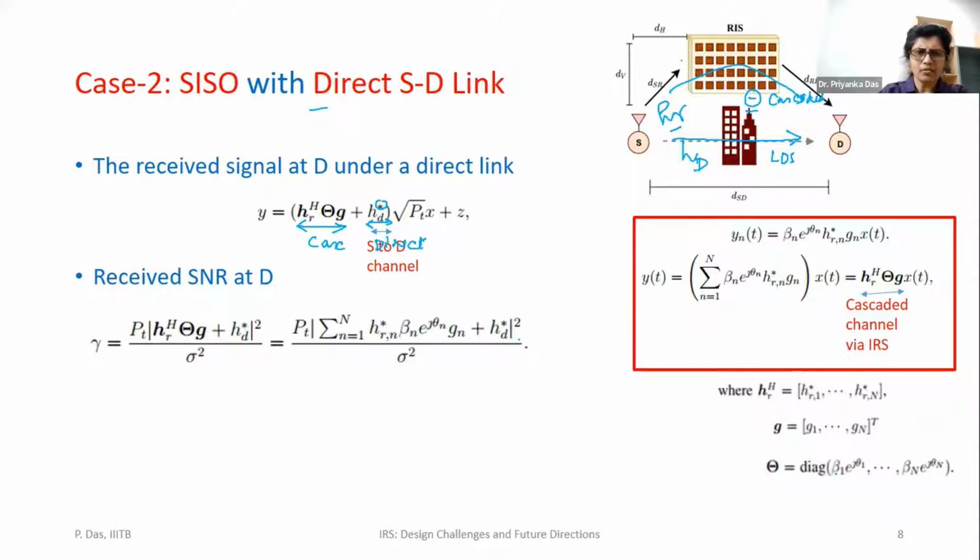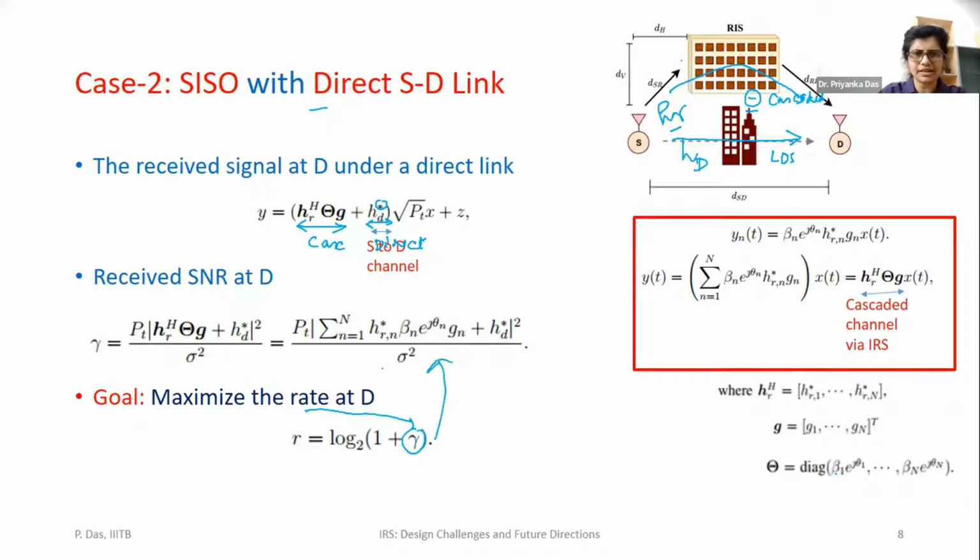Okay, now we focus on maximizing the rate. This is just for looking into whether you want to maximize the rate. That in turn implies you have to maximize the received SNR. So maximizing the rate is nothing but maximizing the received SNR. Maximizing the received SNR is something like this form.